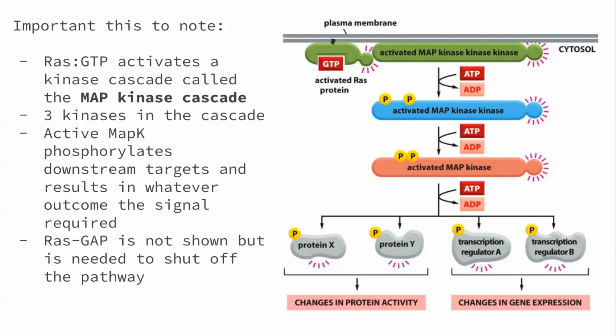And then another important thing to note is that a RAS GAP is needed, because if there's no RAS GAP to bind the activated RAS protein, then the signal would keep being transduced and it wouldn't shut off. So the RAS GAP, again, is used to bind to RAS to cause it to activate its activity, which is to hydrolyze GTP to GDP. Yes. Any questions?